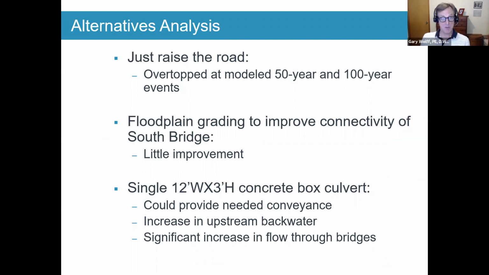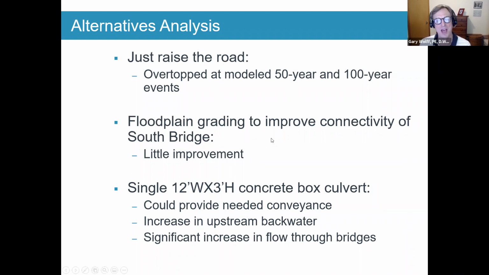So what we did is we ran through an alternatives analysis, working with the county, to look at various design alternatives. The first thing we did is let's just see what happens if we do raise the road. We raised it up 2 feet, and what we got was that the road overtopped that 2-foot higher road at the 50 and 100-year event. We basically created a bigger dam across the floodplain, so we created more flooding upstream, and we had higher velocities under the roads, more scour potential. So the idea was then we wanted to try to improve upon that.